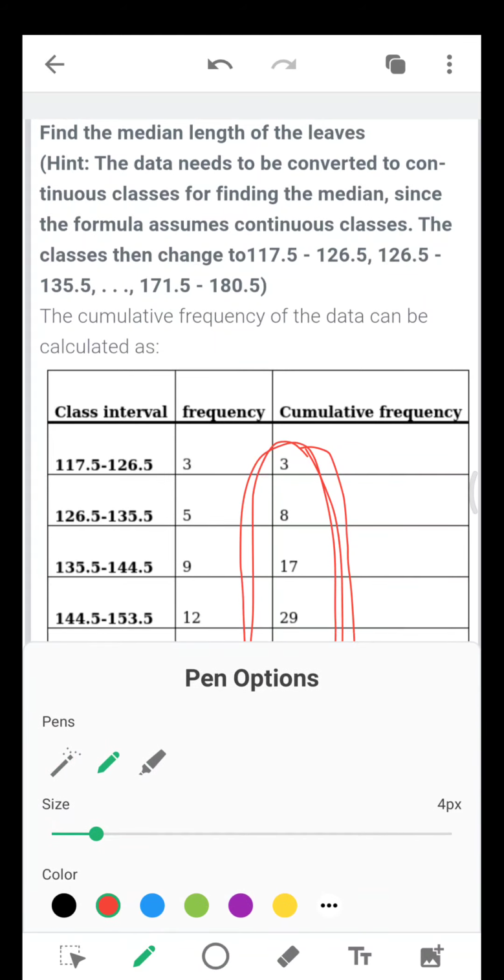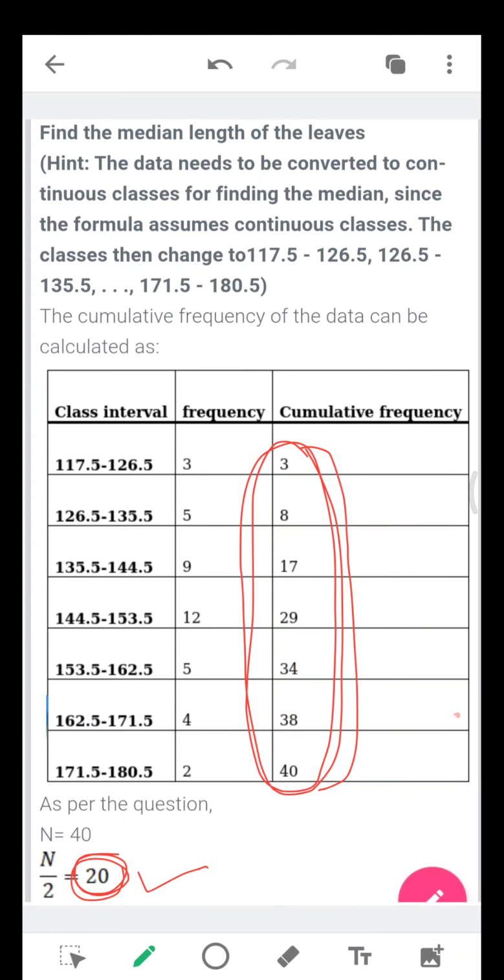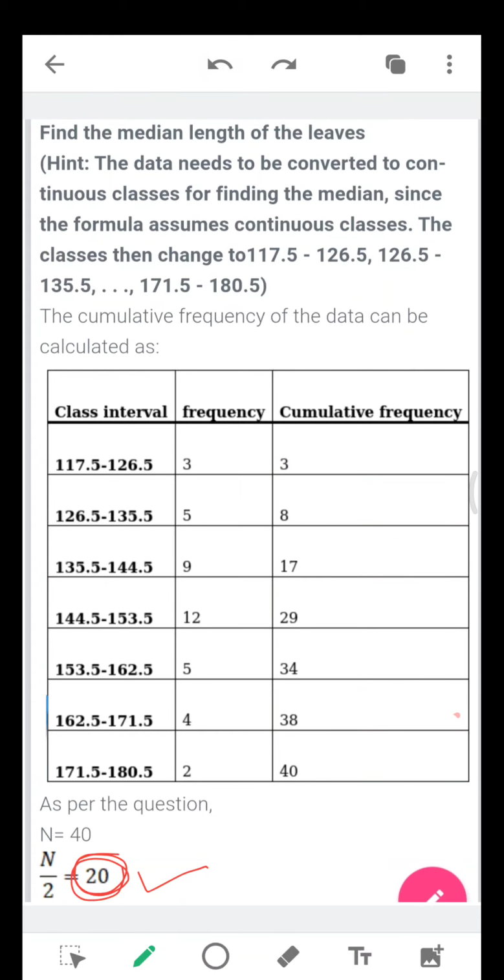I can't take 17, 17 is not greater, so I should take 29. Very good. So this 29 is just greater than 20, so this will be our median class. This is our median class.